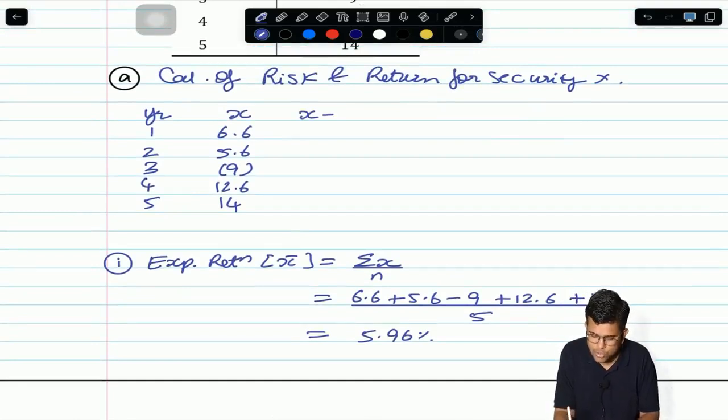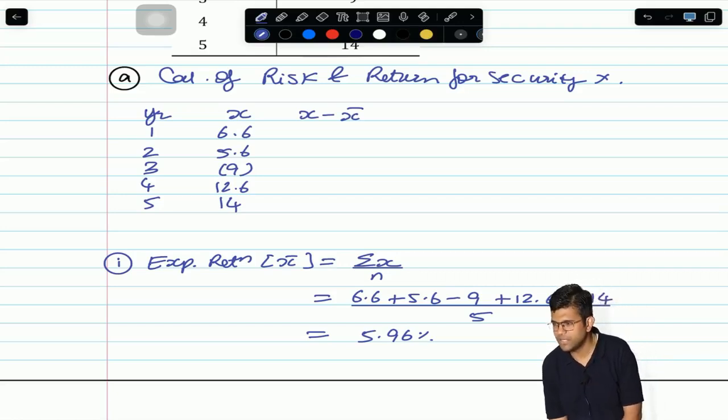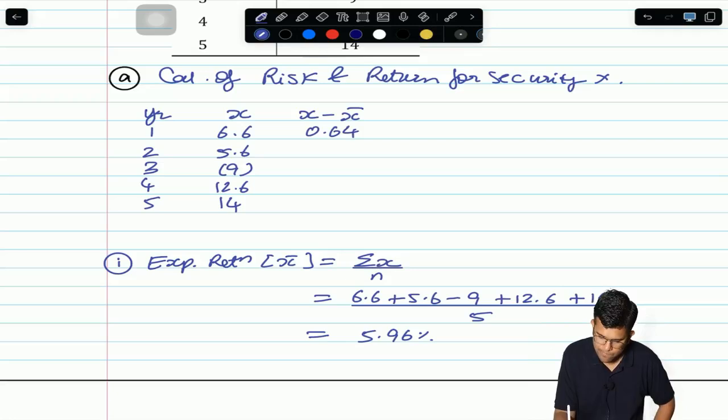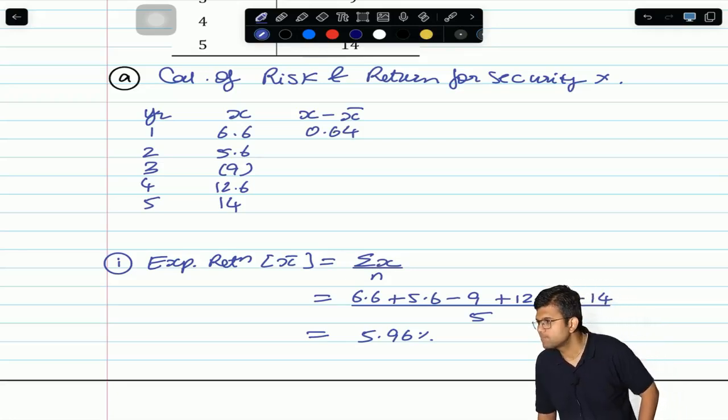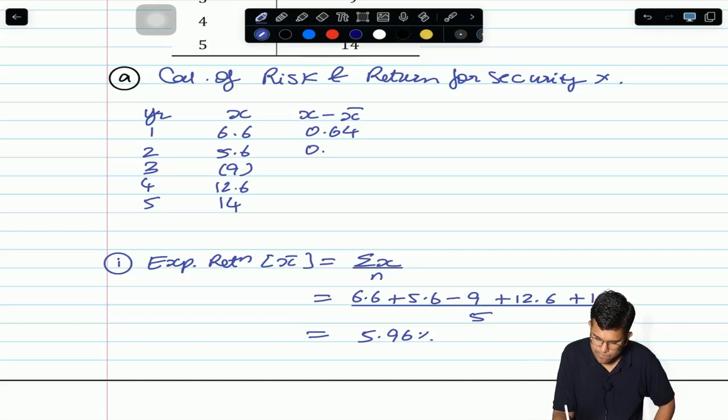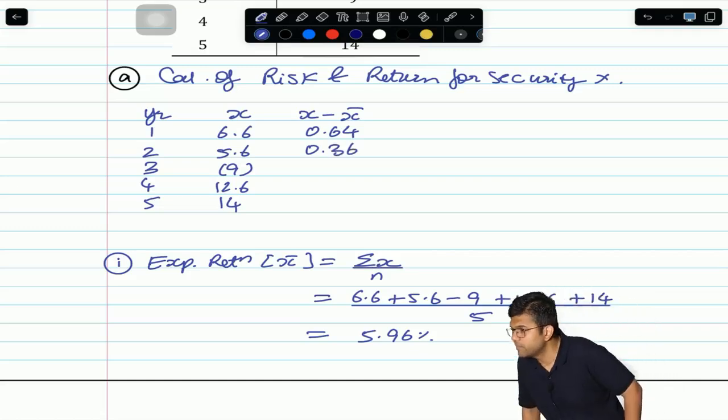Let's see how much. So I will do a column like this. Is it making sense? Take your time. I will do a column like this, x minus x bar. Can you please help me on the chat box? Year 1, deviation equal to how much? Year 2. Year 3.